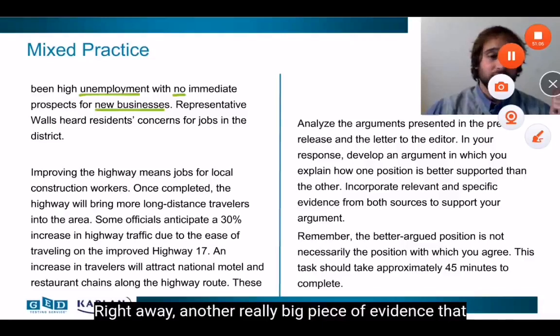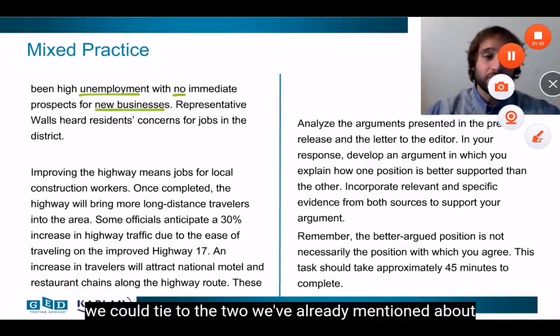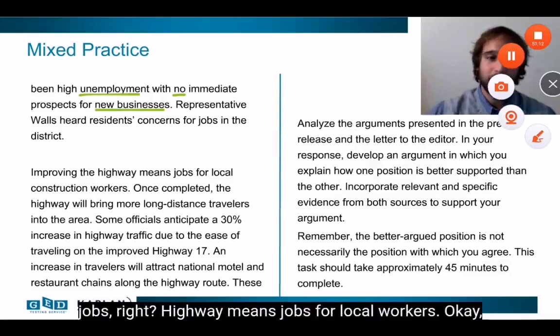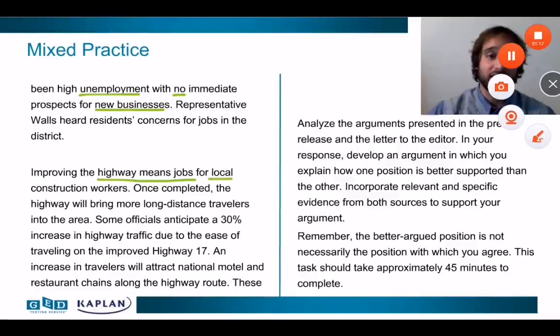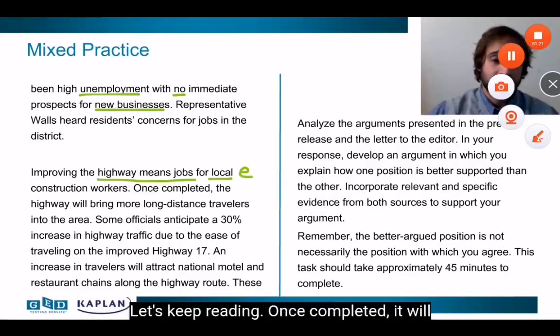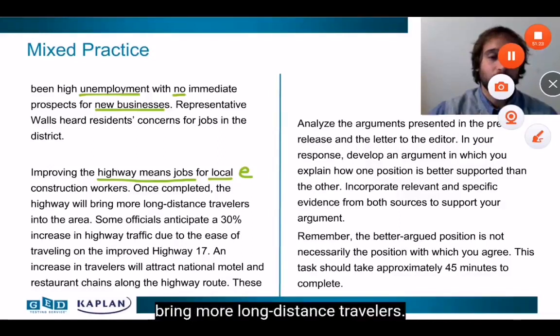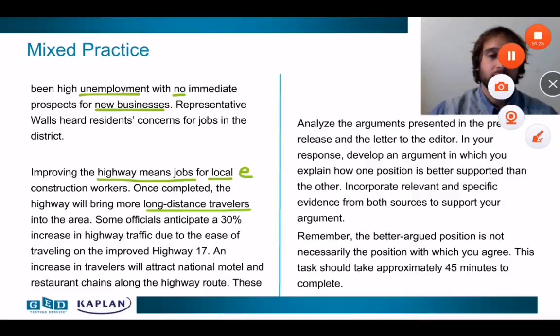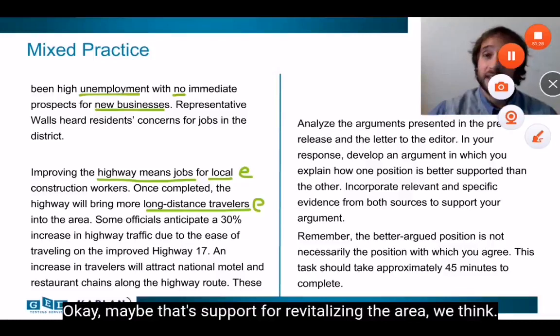Right away, another really big piece of evidence that we could tie to the two we've already mentioned about jobs, right? Highway means jobs for local workers. Okay, that could be a really strong piece of evidence, right? Let's keep reading. Once completed, it will bring more long-distance travelers. Okay, maybe that's support for revitalizing the area, we think.